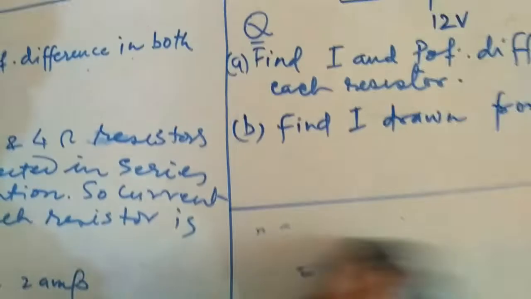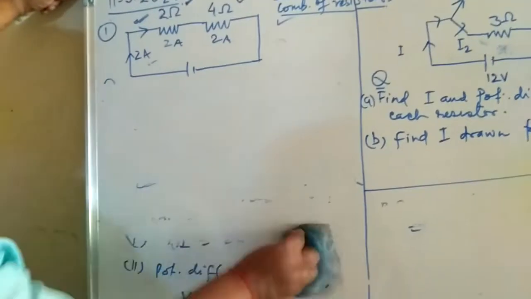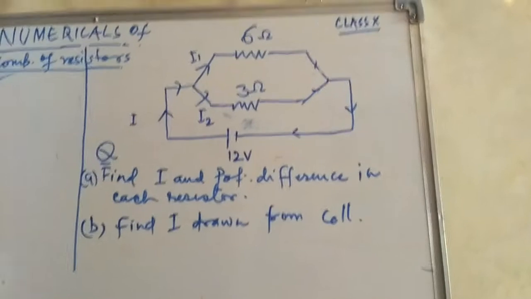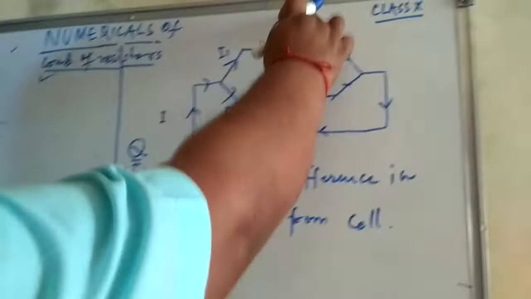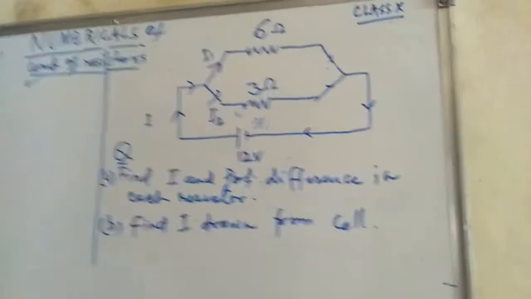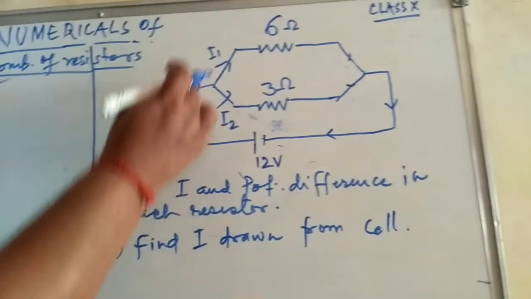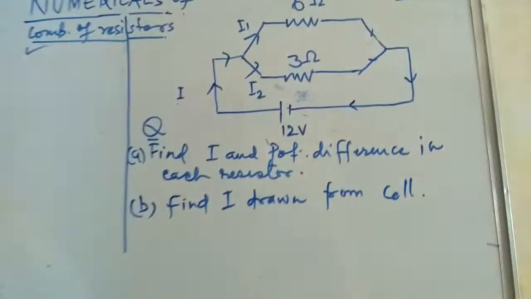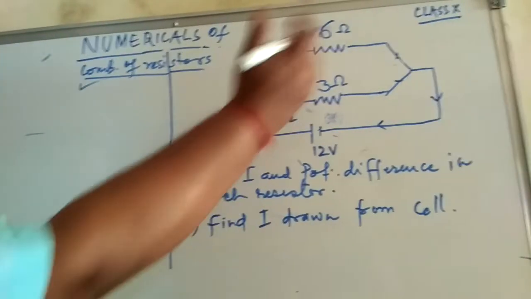Now we have completed the first numerical. Now we want to solve the second numerical. You see there is a figure on the right side of the whiteboard, connected in a parallel combination. A 6 ohm and a 3 ohm resistor are connected in parallel across a 12 volt source, and the current I is distributed along I1 and I2. Because it is a parallel combination, the potential is the same, but the current is distributed along the resistors.